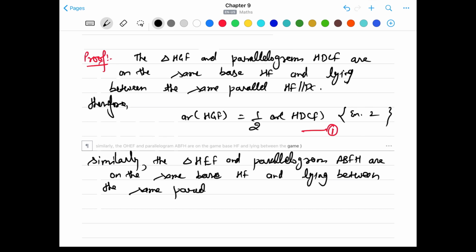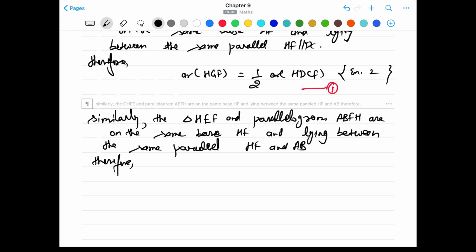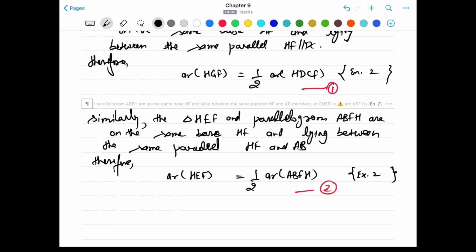Using the statement of example number 2, which says if a triangle and a parallelogram are on the same base, then the area of triangle HEF will be equal to half the area of parallelogram ABFH. Okay, let's name it equation number 2. The reason for this is again the statement of example number 2. You will write that here: if a triangle and a parallelogram are on the same base, then the area of the triangle is equal to half the area of the parallelogram.